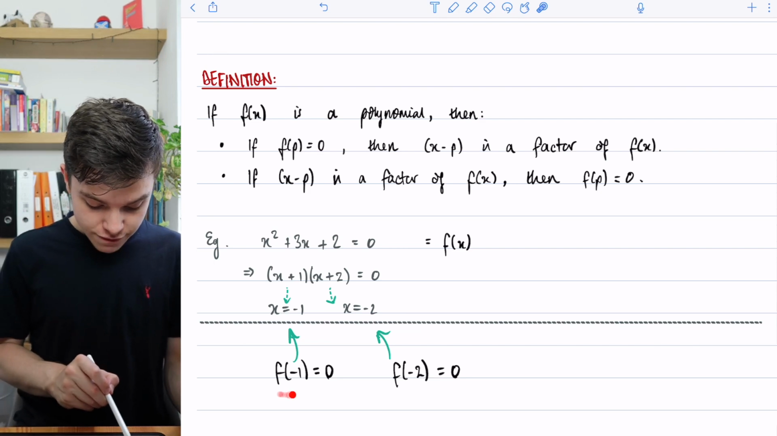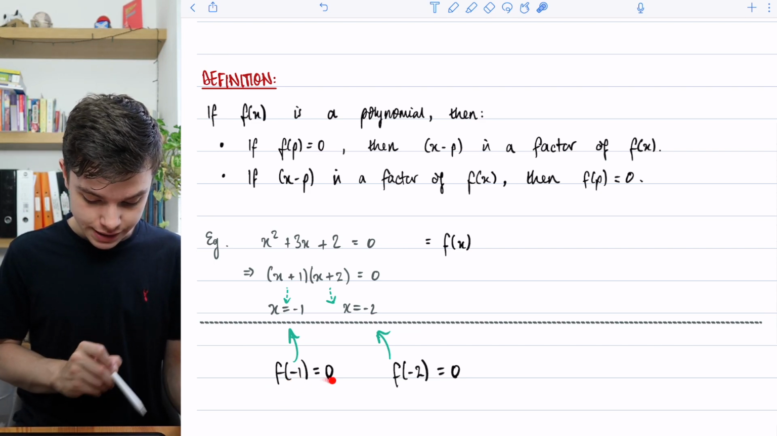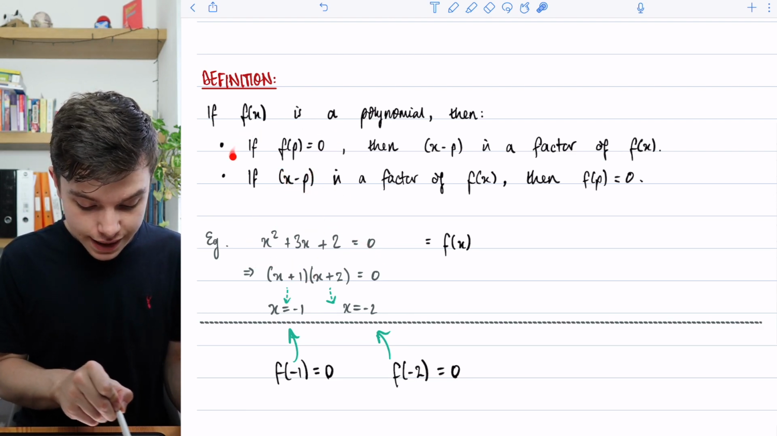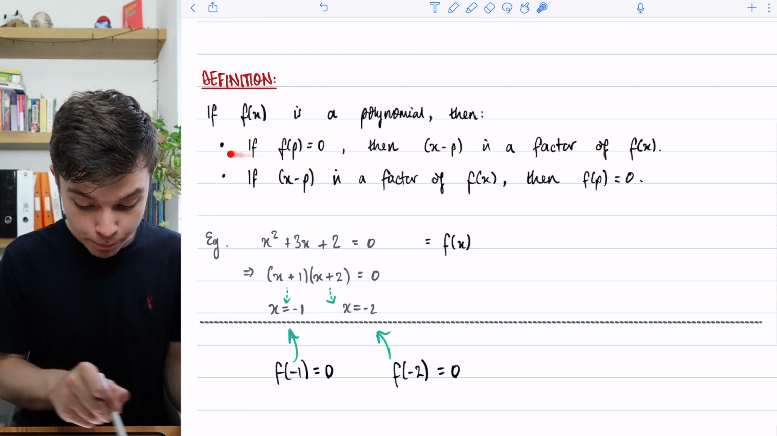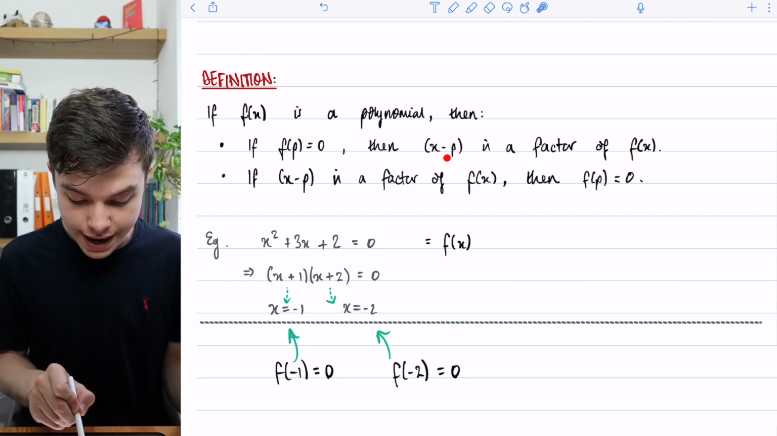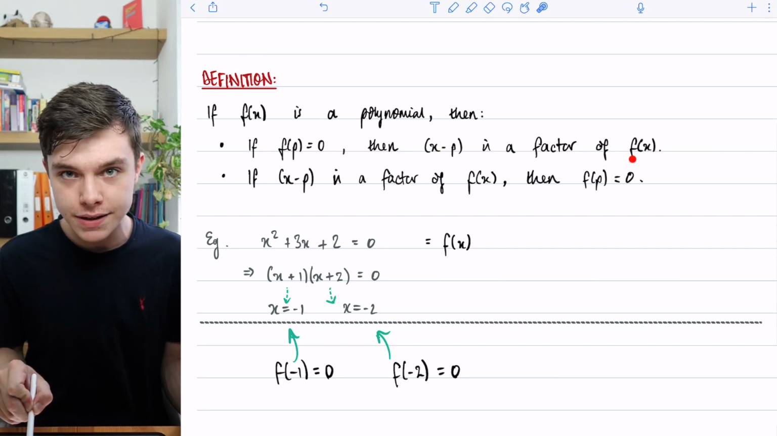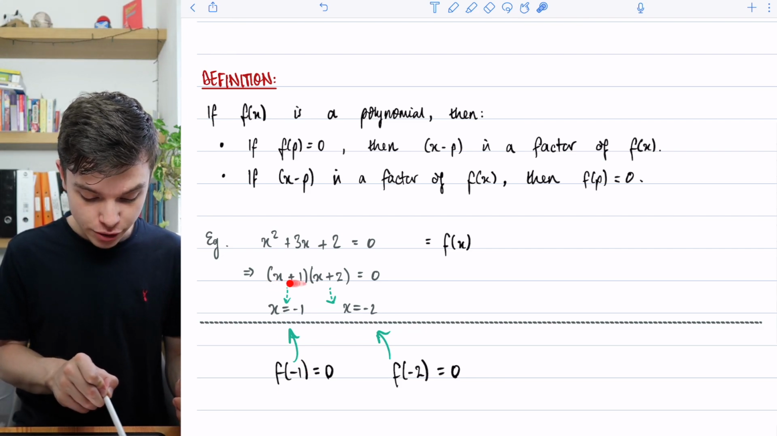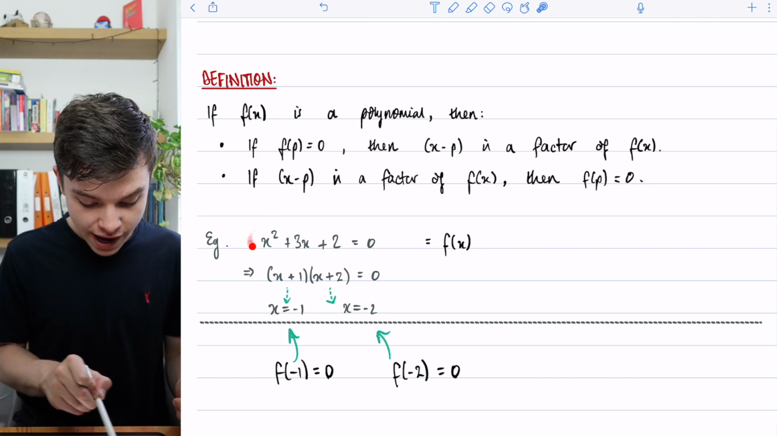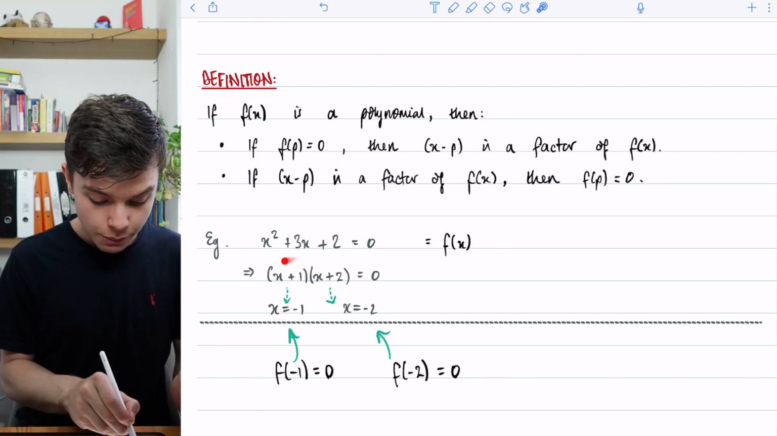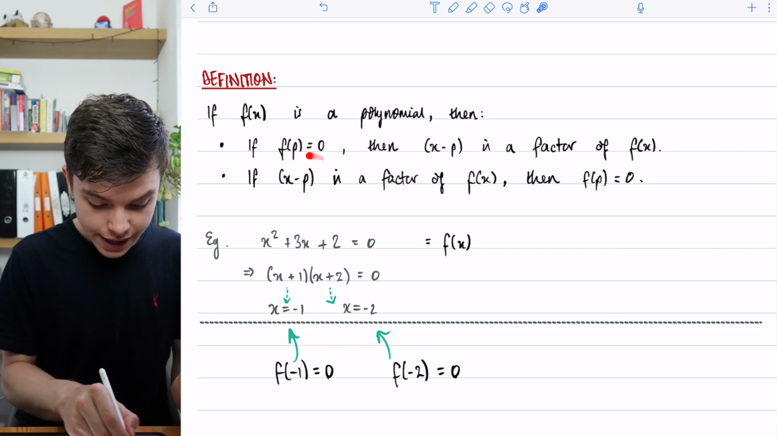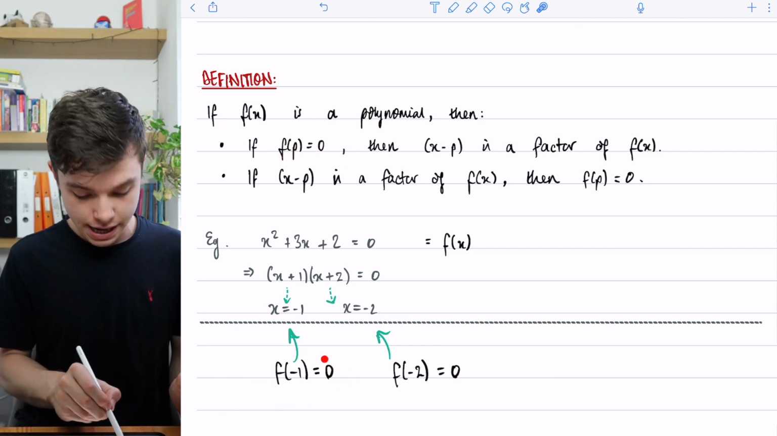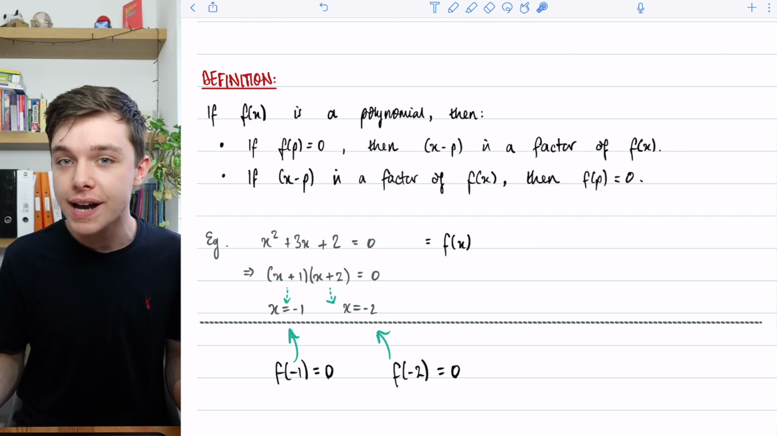So we know f of minus 1 is equal to 0, so when x is minus 1, the quadratic is 0. So that's the case, we've got the first bullet point here. That is the case, so then x minus p is a factor, and we can see that here. X minus minus 1 is x plus 1. That is a factor of our quadratic. When we factorised, that was one of the brackets. So we've started off here with f of p being equal to 0, f of minus 1 is 0, so x plus 1 is a factor.